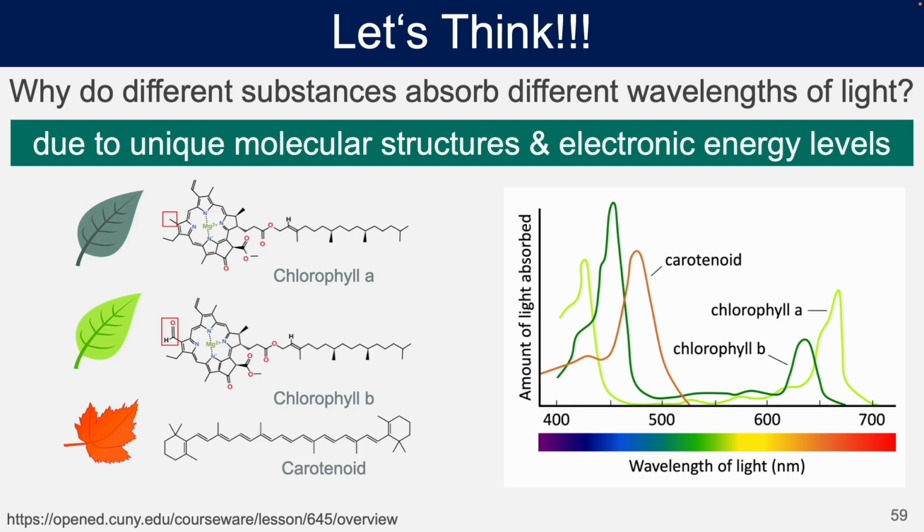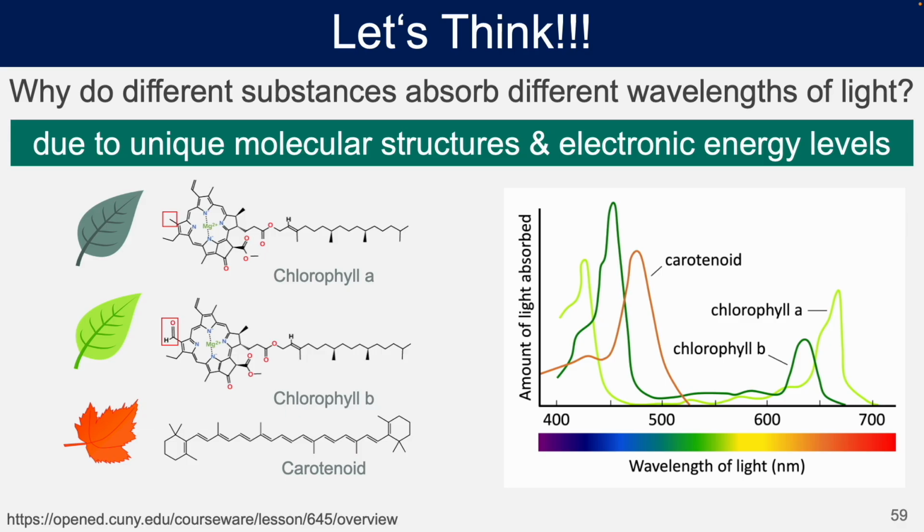Now let's make this concrete with an example from nature. Here you see three plant pigments: chlorophyll A, chlorophyll B, and carotenoids. Their structures are slightly different, and that means their electronic energy levels are also slightly different. As a result, each absorbs light at different wavelengths.